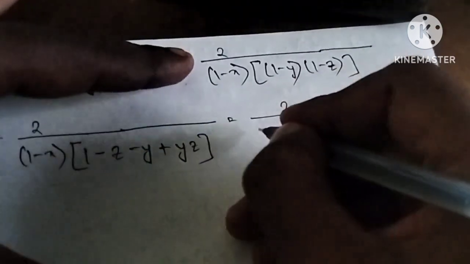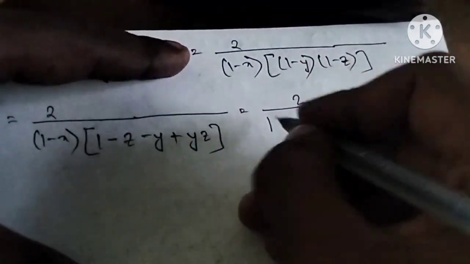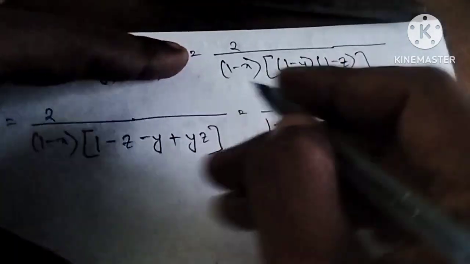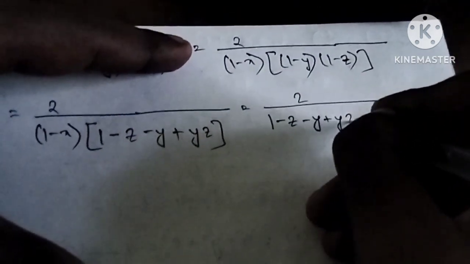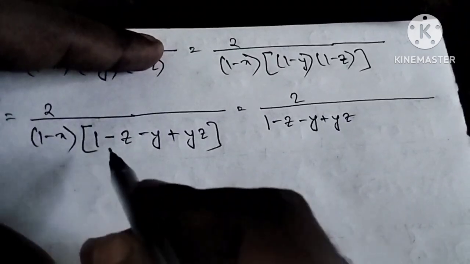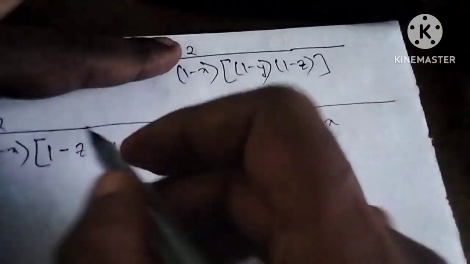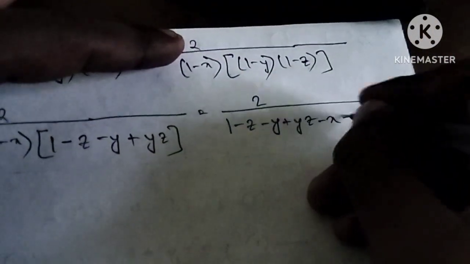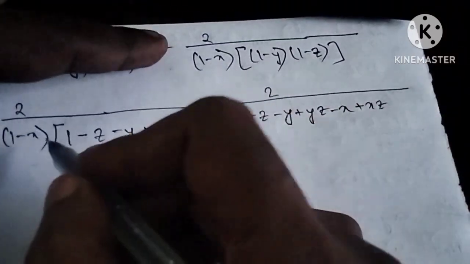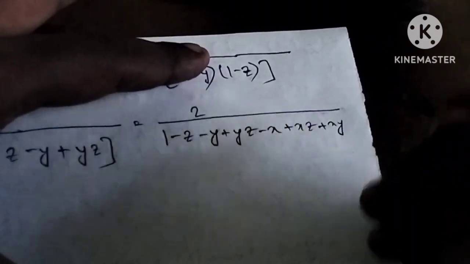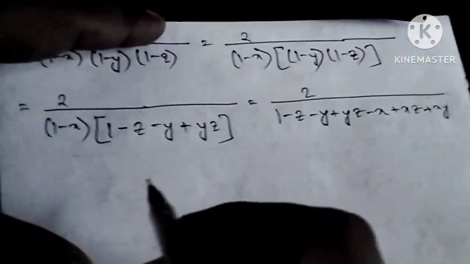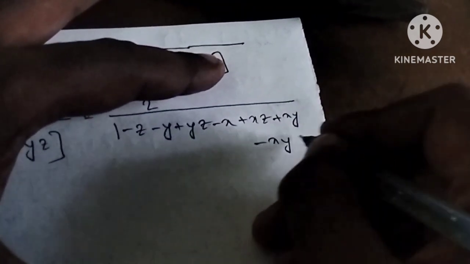2 by 1 into 1 is 1, 1 into minus z is minus z, 1 into minus y is minus y, 1 into plus yz is plus yz. Okay, so minus x into 1 is minus x, minus x into minus z is plus xz, minus x into minus y is plus xy, then minus x into plus yz is minus xyz.